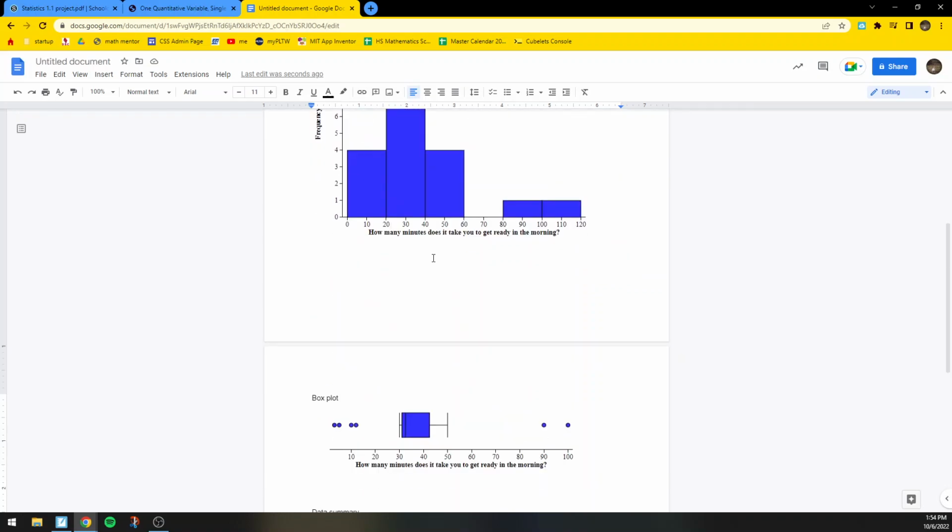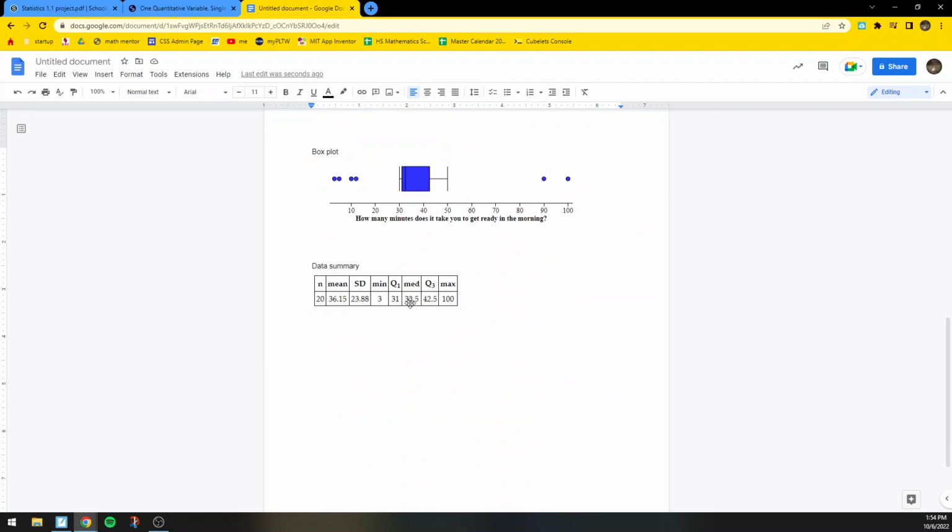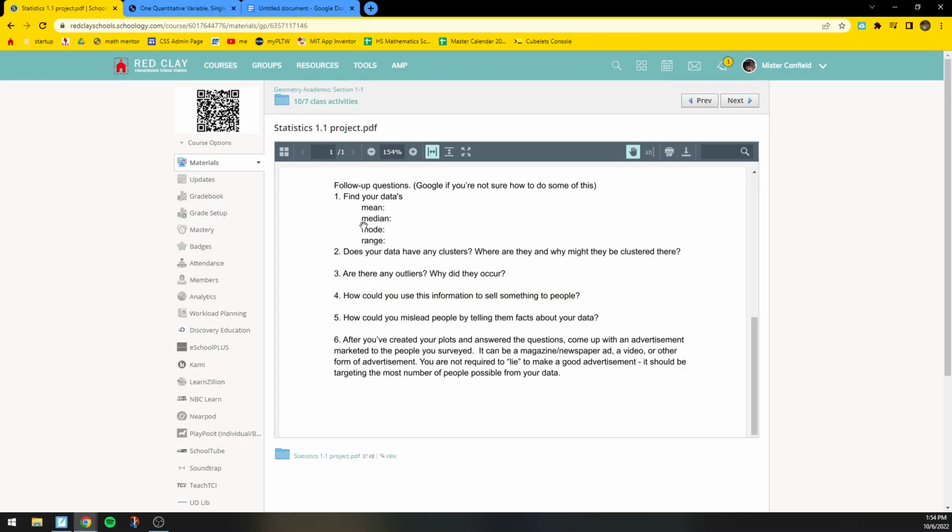So that means half of the data is above 32.5, and half of the people were below 32.5. So that's what median is. Mode just means the number that occurs the most.